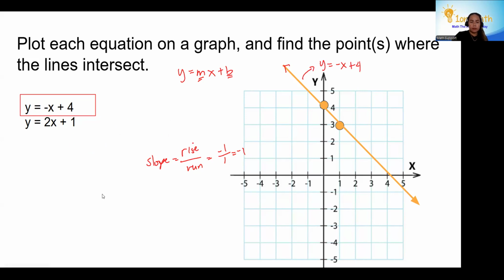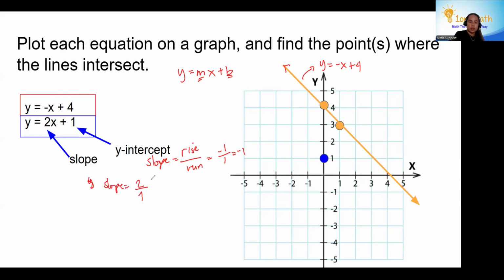Next is the second equation, y equals 2x plus 1. The y-intercept is 1, so the graph crosses the y-axis at 1. The slope is 2, and it is understood that the denominator is 1. So from 1, move up 2 units and to the right 1 unit, then connect it with a line.